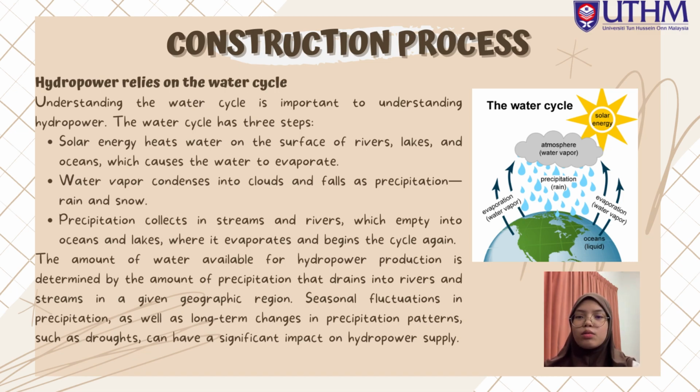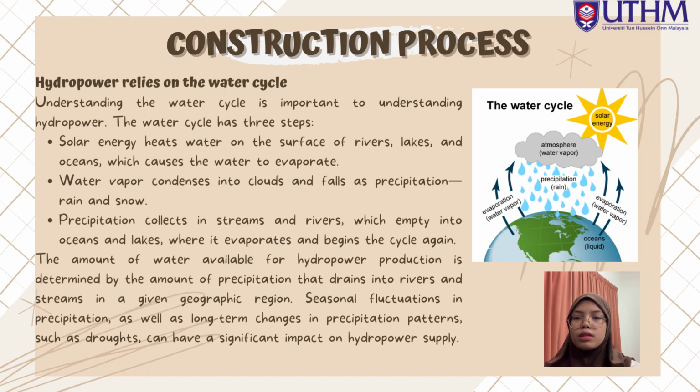Solar energy heats water on the surface of rivers, lakes and oceans, which causes the water to evaporate. Water vapor condenses into clouds and falls as precipitation, rain and snow. Precipitation collects in streams and rivers, which empty into oceans and lakes, where it evaporates and begins the cycle again.